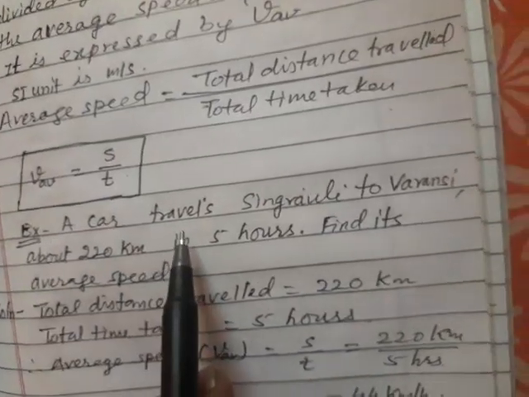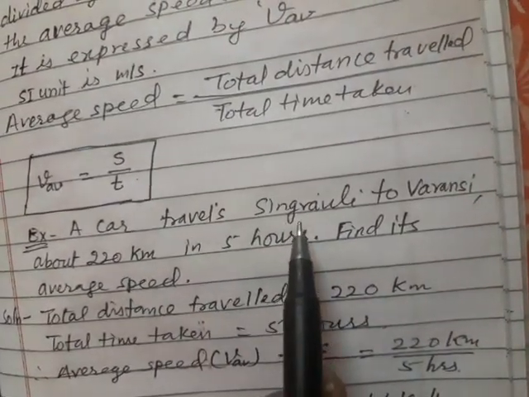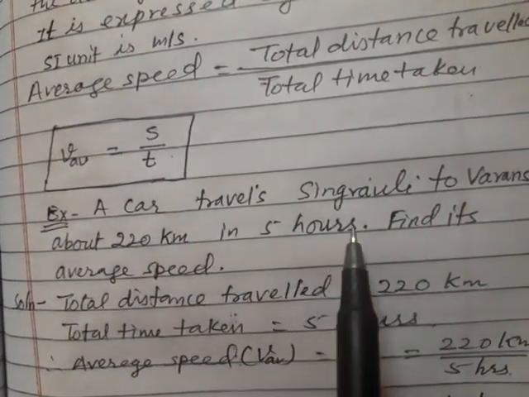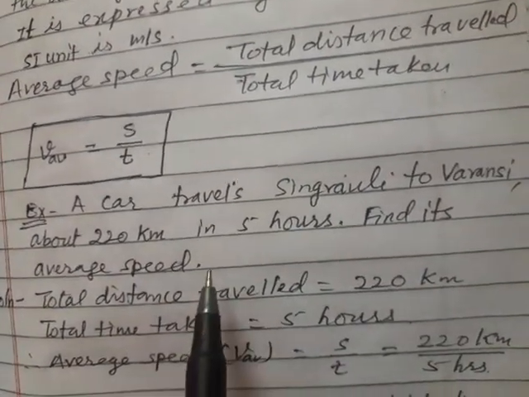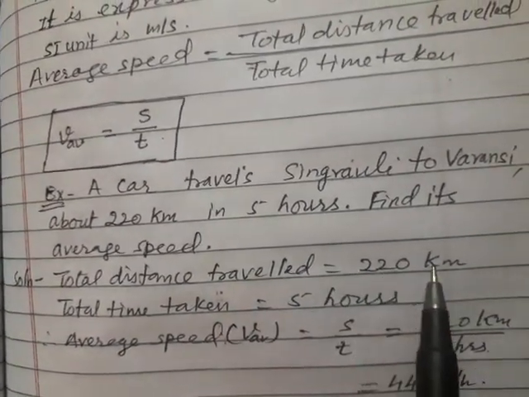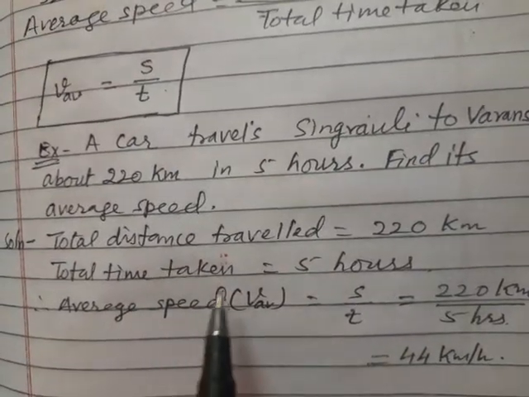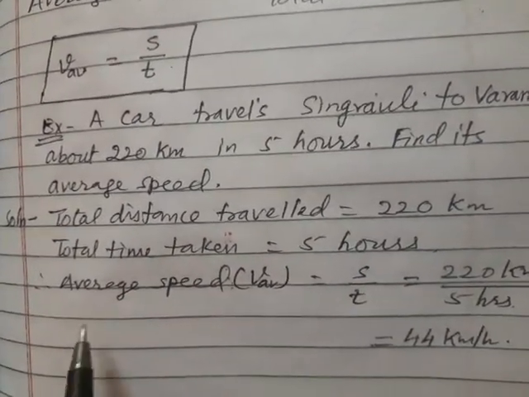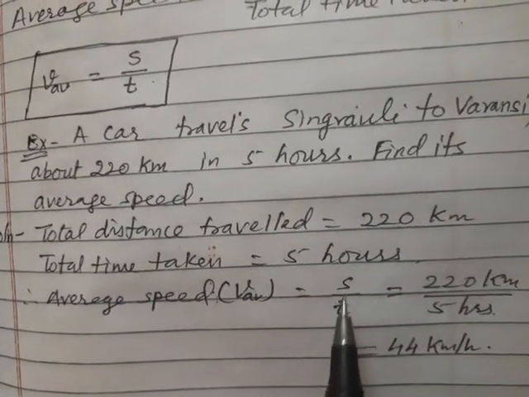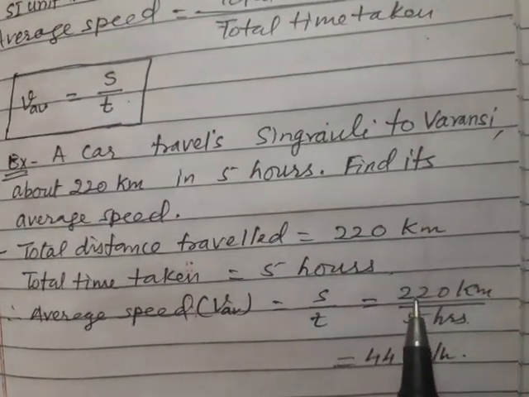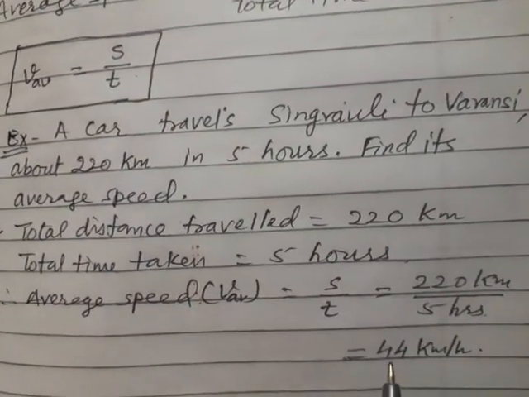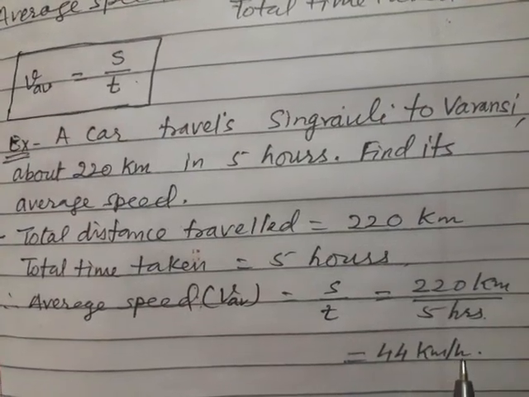Now take an example for the average speed. A car travels from Singrauli to Varanasi, about 220 km, in 5 hours. Find its average speed. In this case the total distance traveled is 220 km. Total time taken is 5 hours. Therefore its average speed will be VAV equals S by T. This gives us 220 km divided by 5 hours, which equals 44 km per hour.